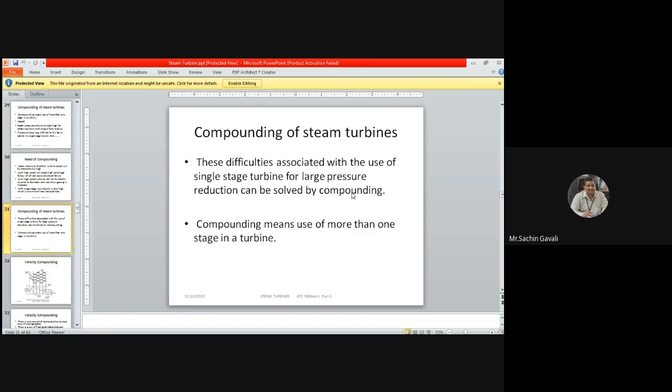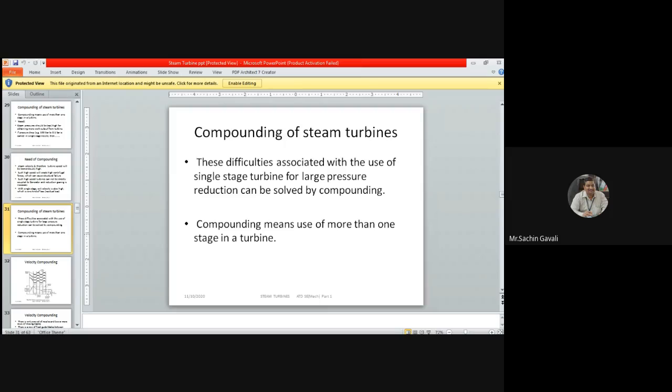Then compounding. Compounding is done only for the impulse turbine, not for the reaction turbine. So what does compounding mean? We have to reduce the speed of the turbine to a practical limit. That is called compounding of steam turbine.